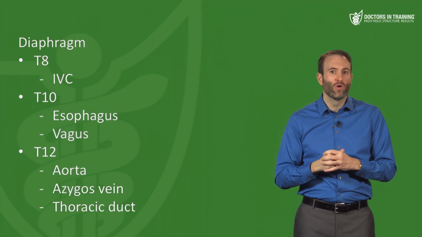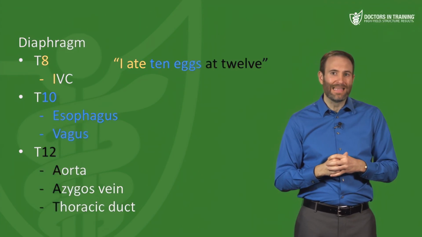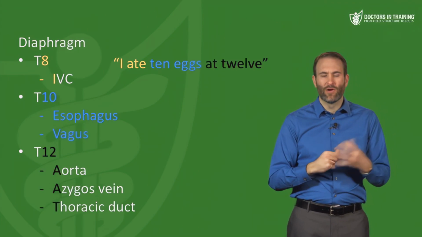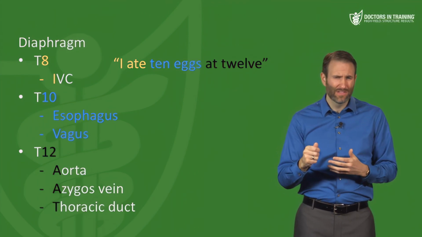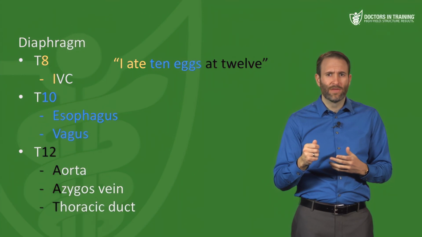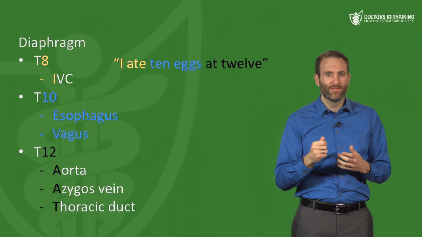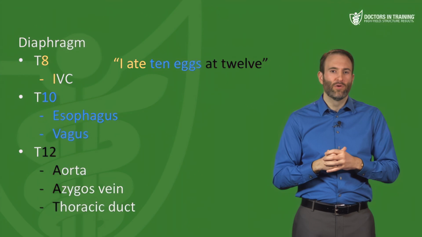Another mnemonic, kind of a longer one that I like, is "I ate 10 eggs at 12." So I stands for your IVC, 8 is for 8, 10 is for 10. Eggs is the only structure that stands for two things: esophagus and vagus. So eggs: vagus, esophagus. That's how that one goes.